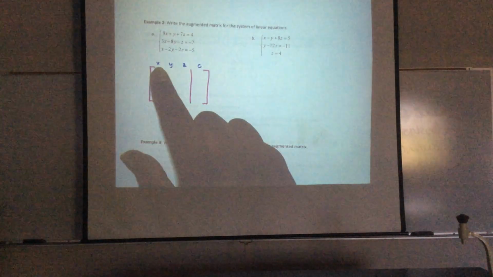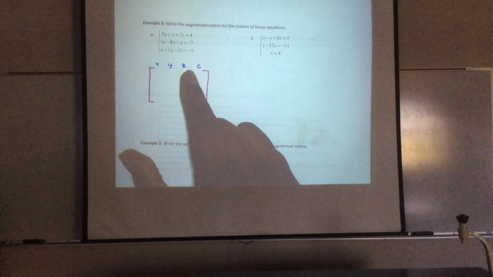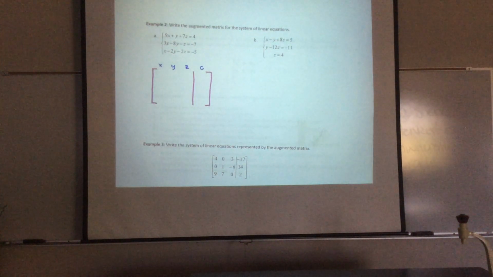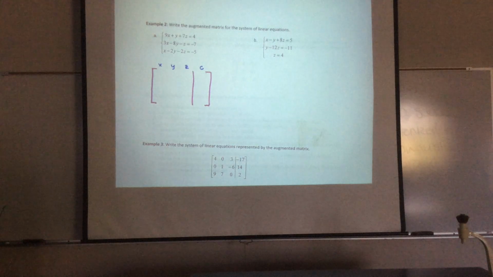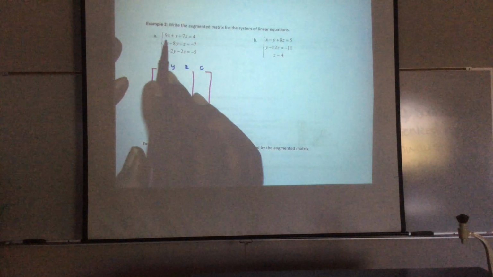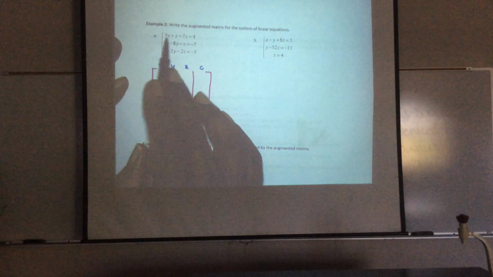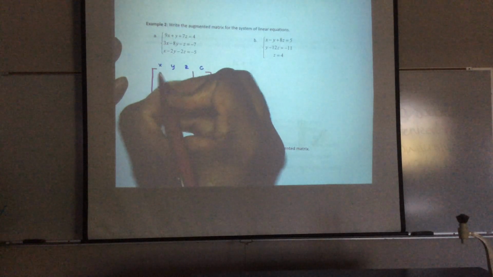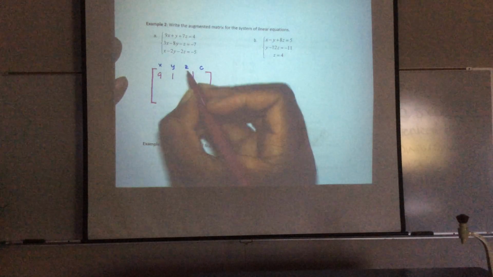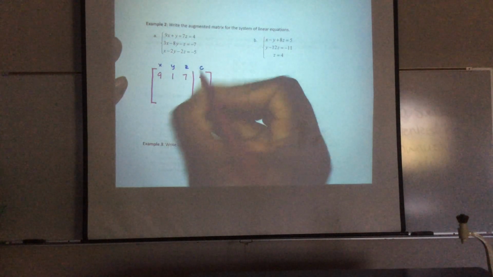Because the first column is the coefficients of x, the second column is the coefficient of y, the third column is the coefficient of z. The constant term goes after the vertical bar. And you want to make sure that x, y, and z are in order for all of your equations. Like 9x plus y plus 7z is equal to 4. Here the coefficient of x is going to be the 9, so we write down the 9. For the y, its coefficient is an understood 1. For z, that coefficient is 7. And then the constant term will be 4.